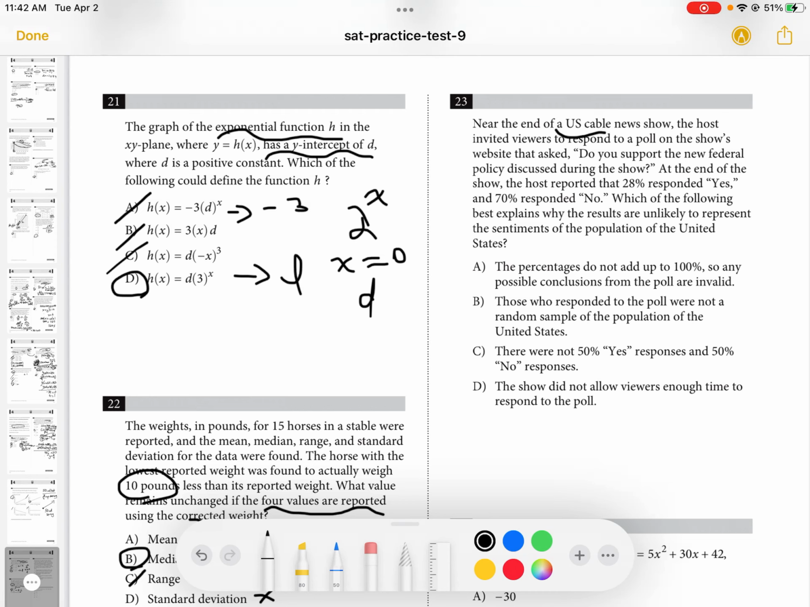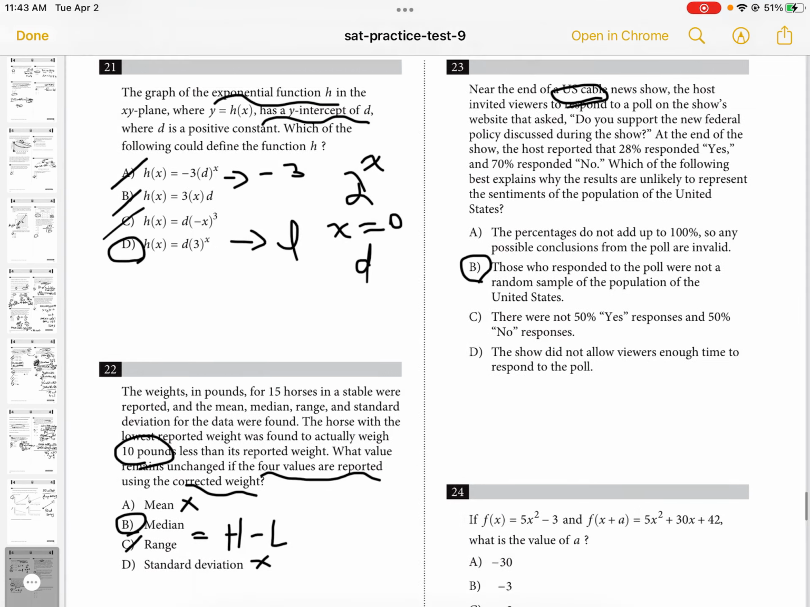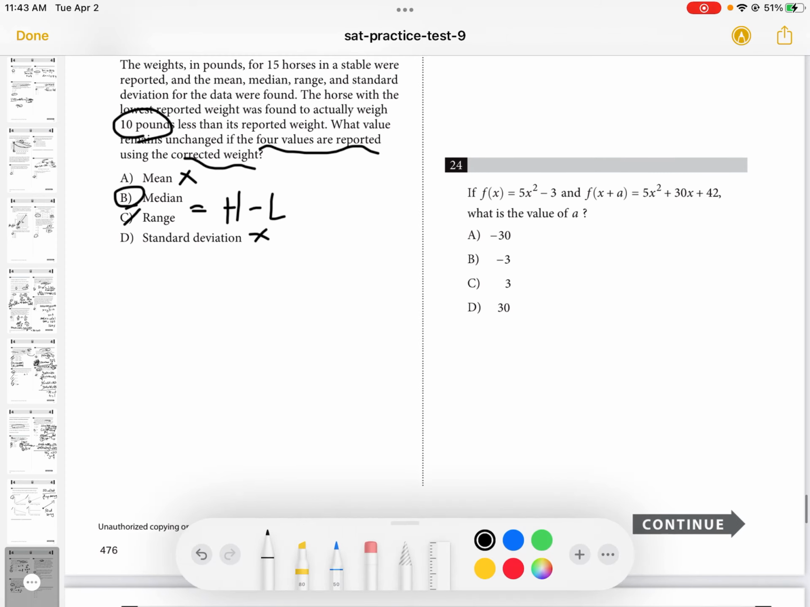Well, we're all getting these people from a single U.S. cable news show. We're not randomly selecting the population of the survey to accurately represent the population of the U.S. So the answer will be B. On to next question. If f of x equals 5x squared minus 3 and f of x plus a equals 5x squared plus 30x plus 42, what's the value of a? Okay.